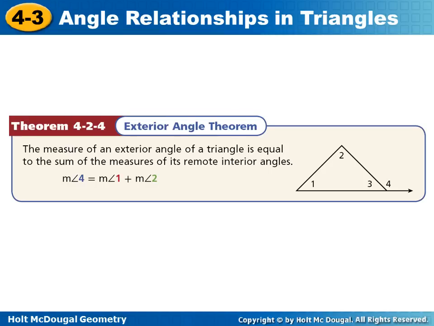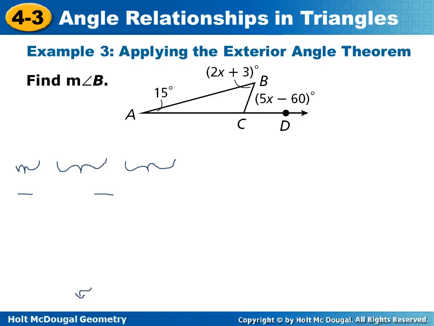The exterior angle theorem says that the measure of angle 4 is equal to the measure of angle 1 plus the measure of angle 2. This is because 1 plus 2 plus 3 equals 180, and 3 plus 4 also equals 180 because they're a linear pair. So therefore, if you subtract 3 from both of them, then 1 plus 2 has to equal 4.